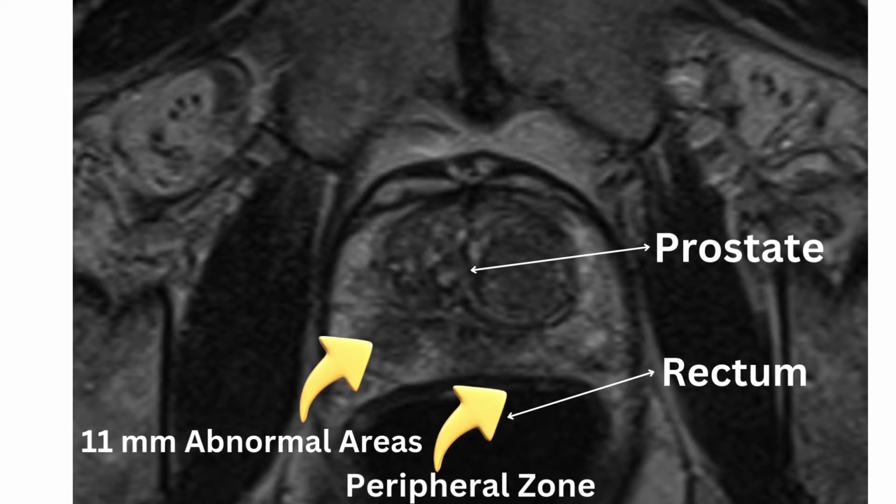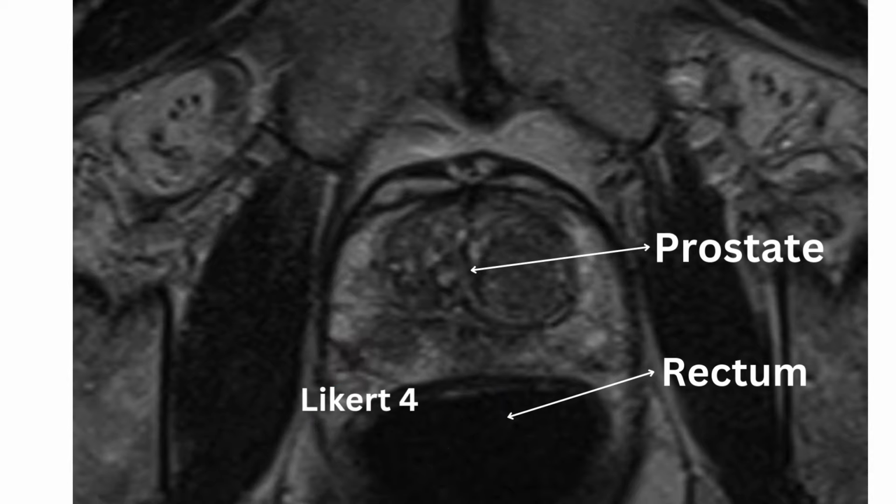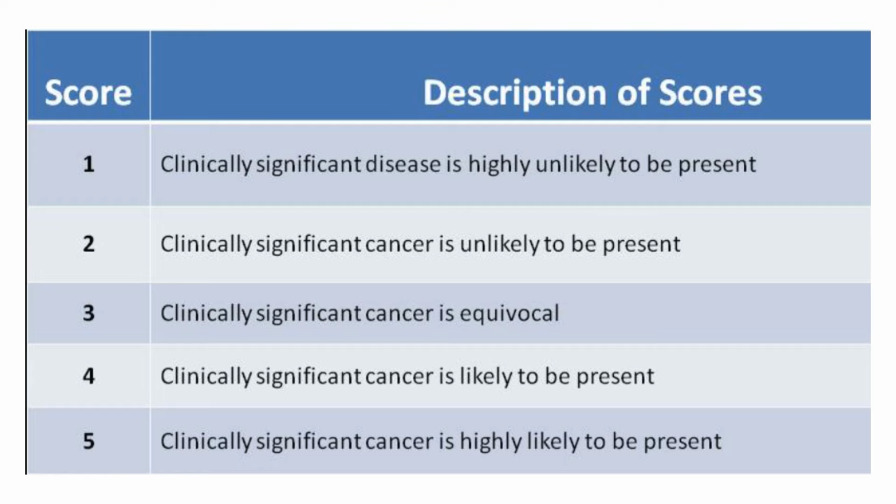zone of the prostate. The peripheral zone is the outermost zone of the prostate close to the rectum. This lesion was reported as Likert 4, which is an MRI score that indicates that the lesion is likely to be cancerous. The score ranges from 1 to 5. 1 and 2 refer to benign lesions. A score of 3 refers to some uncertainty between cancer or inflammation, and score of 4 and 5 indicates a likelihood and a high likelihood of cancer respectively.